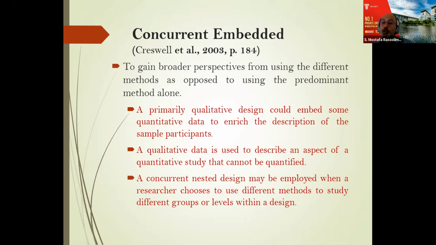But this time we don't actually conduct concurrent methods to get a complete overview. The second part is actually to understand the perception of teachers about performance. But the main method is quantitative, collecting data from students, right? So the main difference between concurrent embedded and concurrent triangulation is that in concurrent triangulation, most of the time, the weight of quantitative and qualitative are equal.